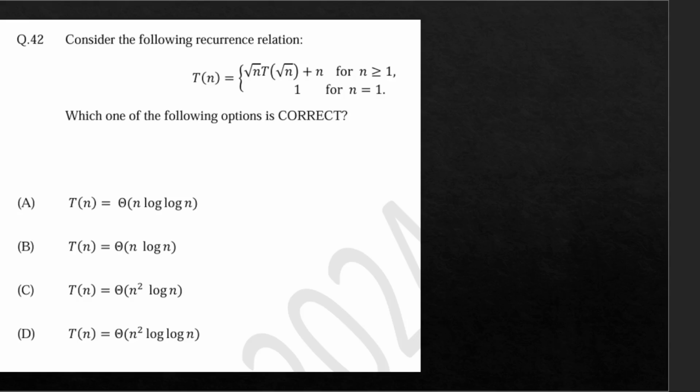So let's see how to solve this problem. First you see by Master's theorem, if you try to solve this, what is the answer you are going to get? So this is the equation we have.